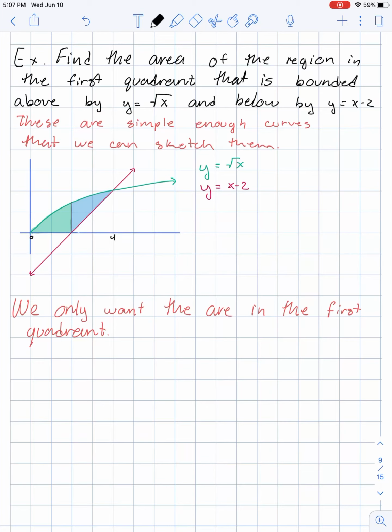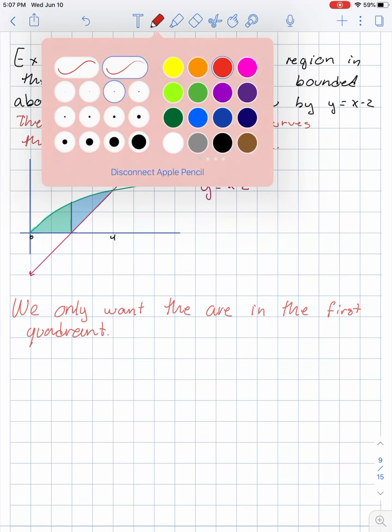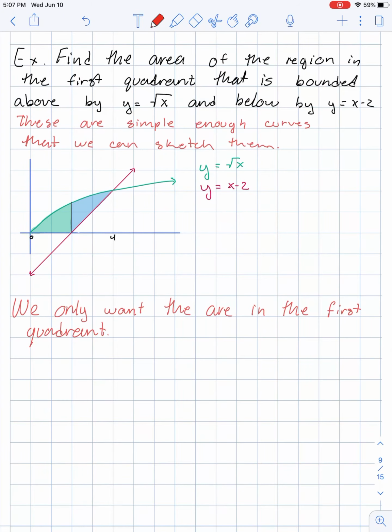So these are pretty easy curves that we know how to draw. I know how to draw y equals x minus 2, and I know how to draw the square root of x. And from that drawing, I can see that there's some interesting things. There's also the area of the region in the first quadrant. So we are also given a hidden third line.